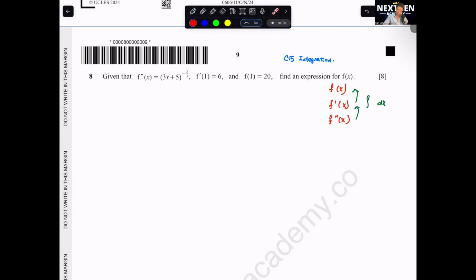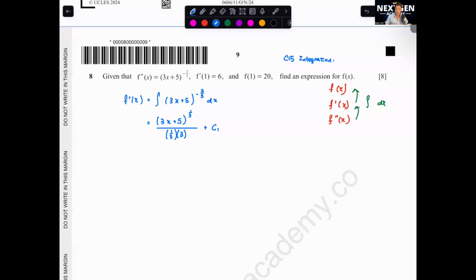All right, we're going to start with one layer up first, f prime x. So f prime x means we need to integrate f double prime x. Integrate (3x plus 5) to the power of negative 2 over 3 dx. This one is just a basic one. You add 1 to the power, so this will be 1 over 3. Then divide by the new power. Sorry, this is a chain rule one. Then you differentiate inside and then divide it. So when you differentiate 3x plus 5, you get 3. Then this one plus c.